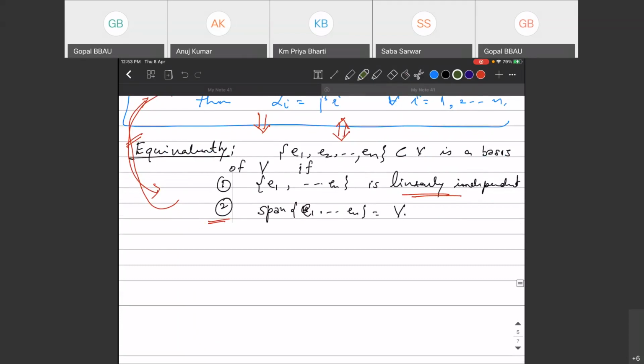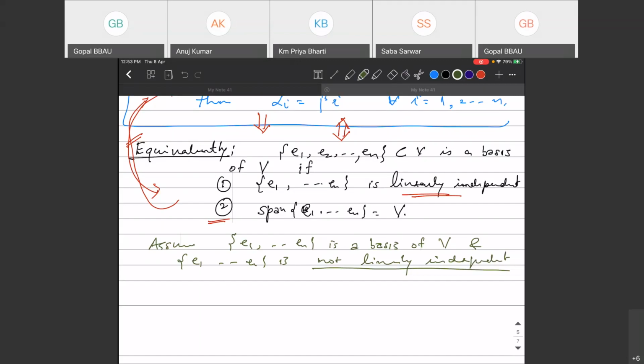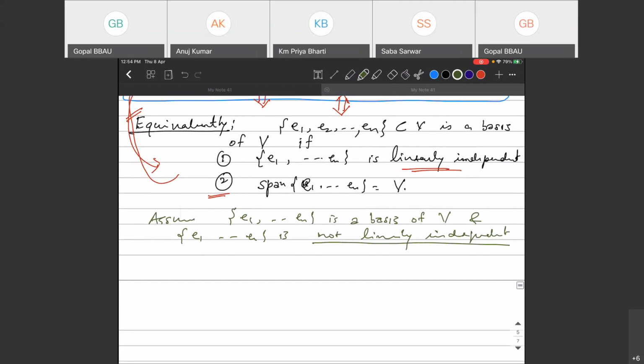So we will use this. Assume E1, E2, ..., En is a basis of V, and E1 to En is not linearly independent. Not linearly independent means linearly dependent. Correct. So what does this mean? This set is linearly dependent means there exist scalars alpha 1, ..., alpha n so that at least one of the alpha I is non-zero.